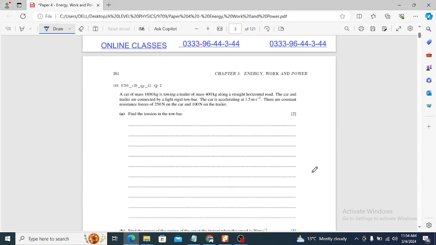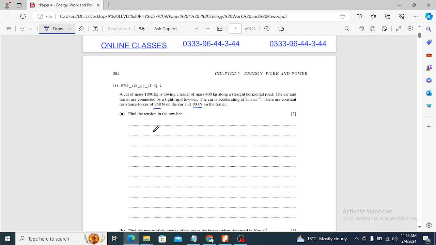Question number 1. A car of mass 1800 kg is towing a trailer of mass 400 kg along a straight horizontal road. The car and the trailer are connected by a light rigid tow bar. The car is accelerating at 1.5 meter per second square. There are constant resistance forces of 250 Newton on the car and 100 Newton on the trailer. Find the tension in the tow bar.